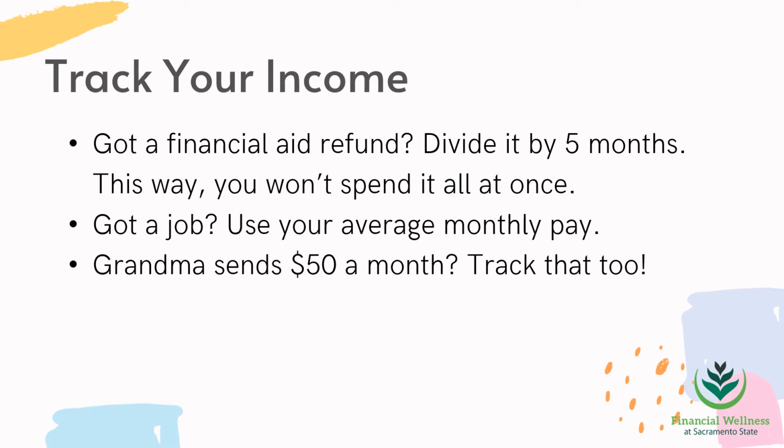Next, you want to try to track your income. This can be a little hard sometimes. So if you get a financial aid refund every semester, try dividing it by 5. So now you have a number divided by 5 that gives you 5 months of income. This way you won't spend it all at once, and you have a set amount to use for every month of the semester. If you have a job, try using your average monthly pay. And if you can depend on a family member to send you money every month, try tracking that too.